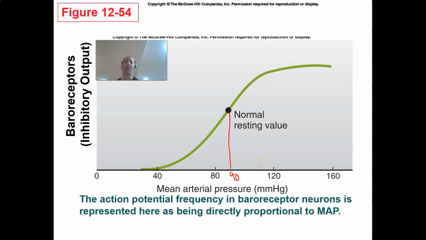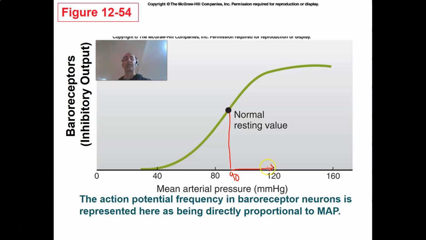It's roughly, if you take about 120 over 80, you run it through a simple equation, you get somewhere between 90 and 95 millimeters of mercury. Okay, so that's our starting point. That's normal for most people. Now let's take a scenario where we increase somebody's blood pressure to 120.